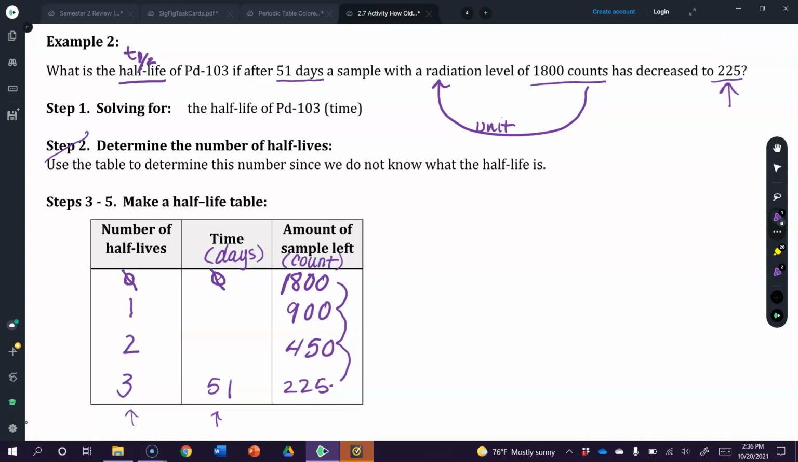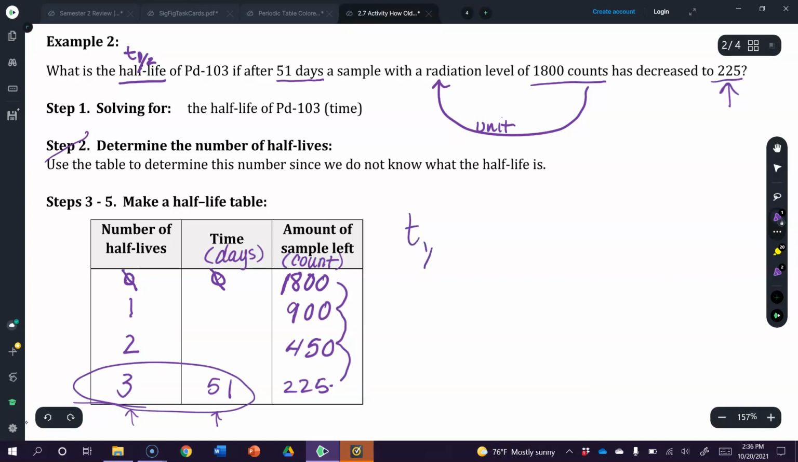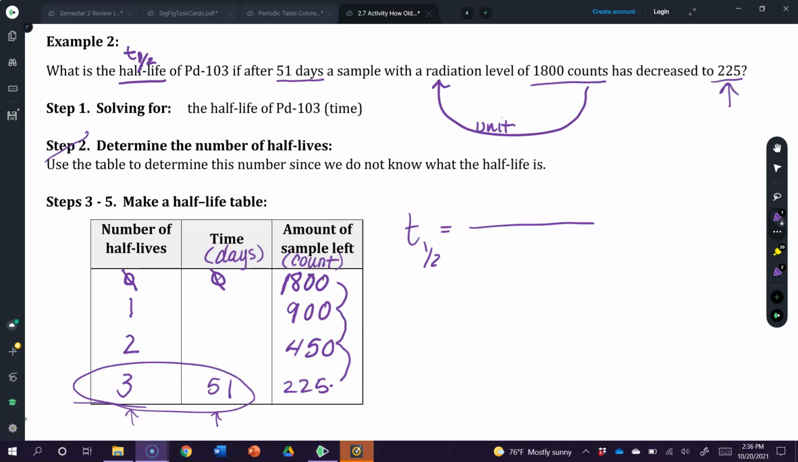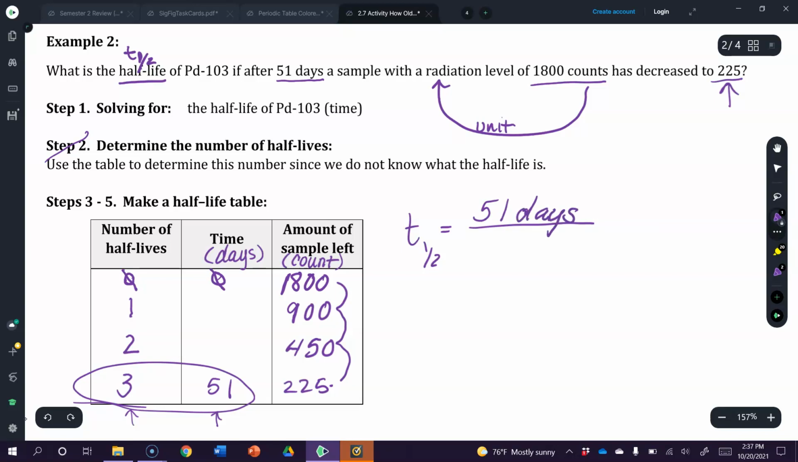Okay, so now we have enough information knowing how many half-lives in total time, we can figure out the half-life length. So T1 half, or the half-life, is equal to, going to take 51 days, because that's the total time, and we're going to divide it by the number of half-lives, which is 3 half-lives. And that'll give us our answer. So 51 divided by 3 is 17 days, which is how long our half-lives are.